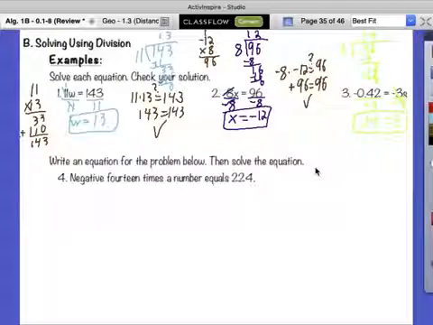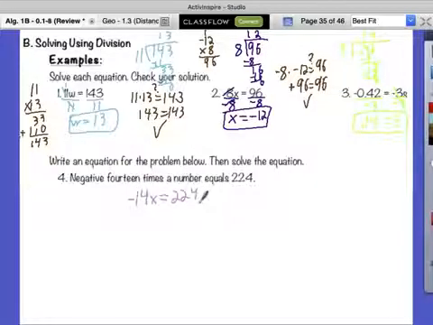Negative 14 times the number equals 224. Okay, what's our equation for this one, Maddie? 14 times x. Okay, one slight adjustment: it's negative 14, right? Do we have to use x? No. Lainey, what did you use? Did you still do okay? Yeah. Okay, it didn't affect it. So now how do we solve this?